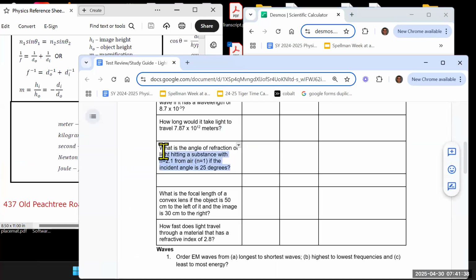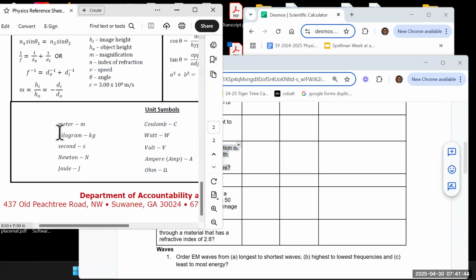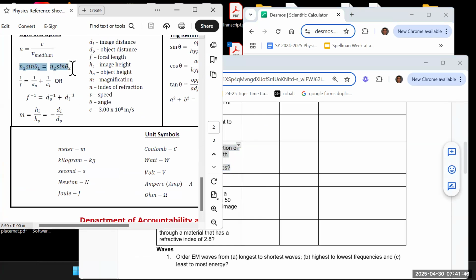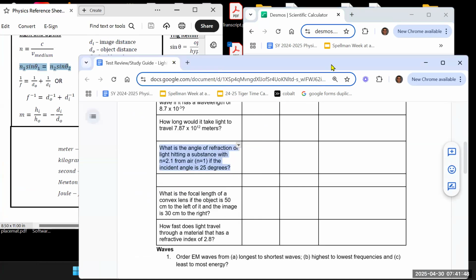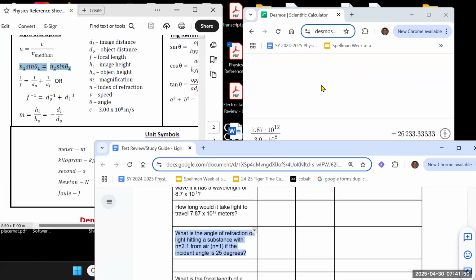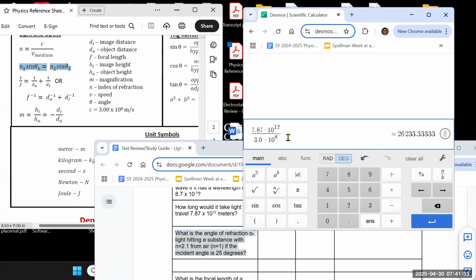Getting close to the end here. All right, we're looking for an angle of refraction this time. So the angle of refraction, that means we're going to be using this formula. Remember, if we're using angle of refraction, we're going to be looking for an inverse sine to get the answer on this one, if we've done it enough times.